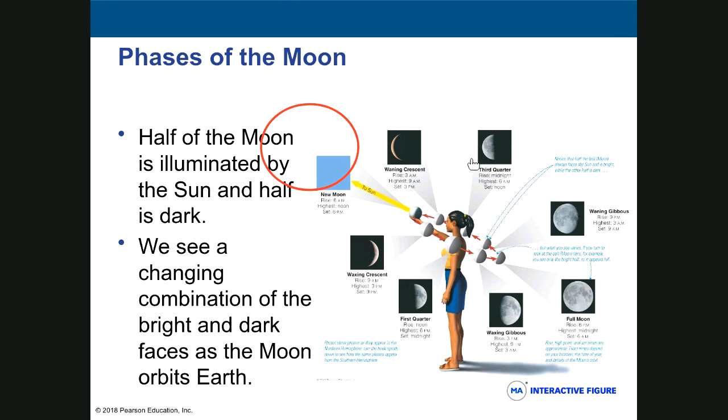You'll notice on the calendar, it often will tell you when the new moon is, when the first quarter is, when the full moon is, when the third quarter is, and so forth. You can see that all throughout the year.